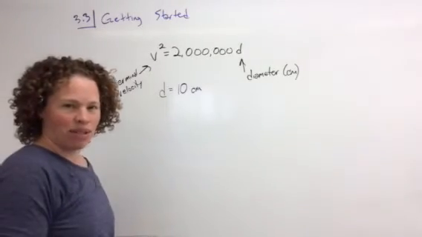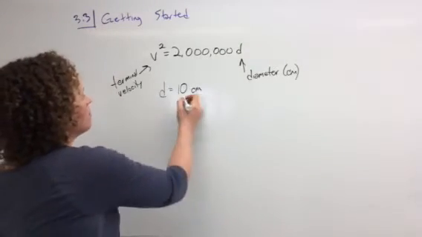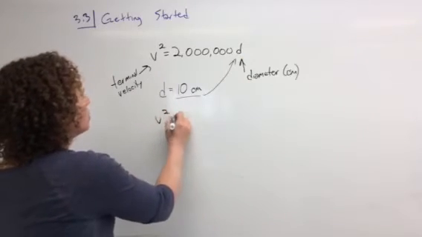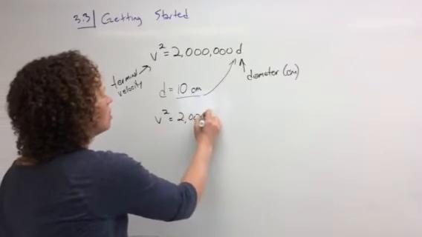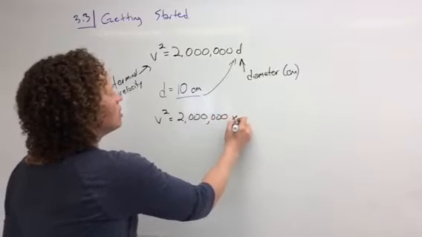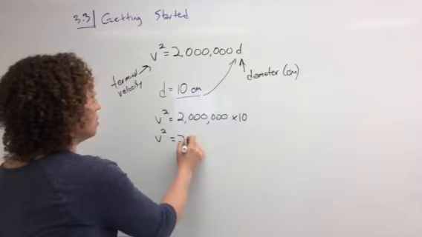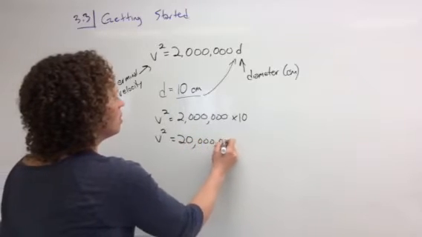Let's see how fast it went. So we just take d, plug it in where it is in the formula. We're ending up with 2 million times 10, which isn't very exciting. We just add another 0.